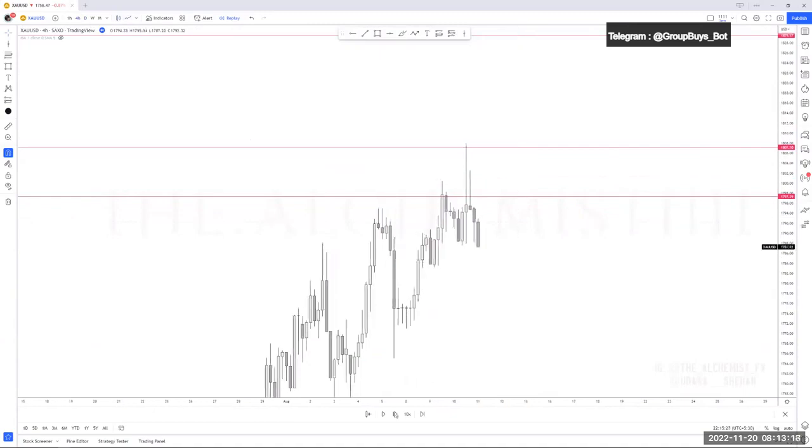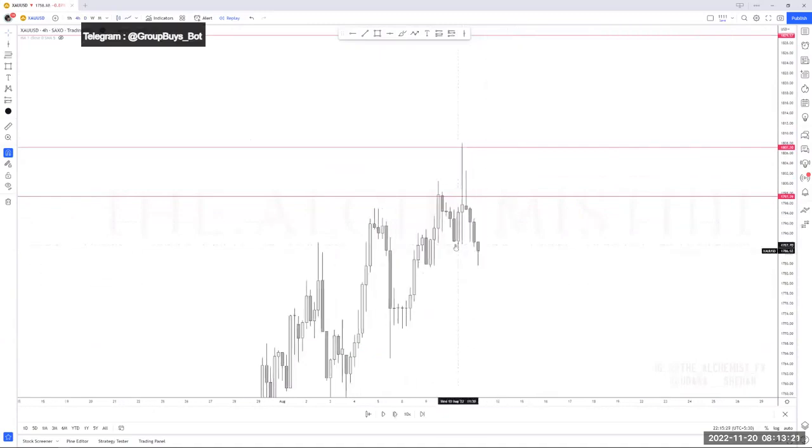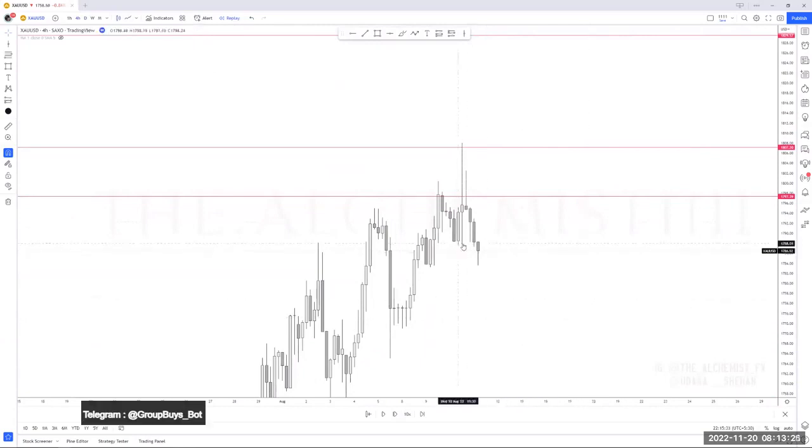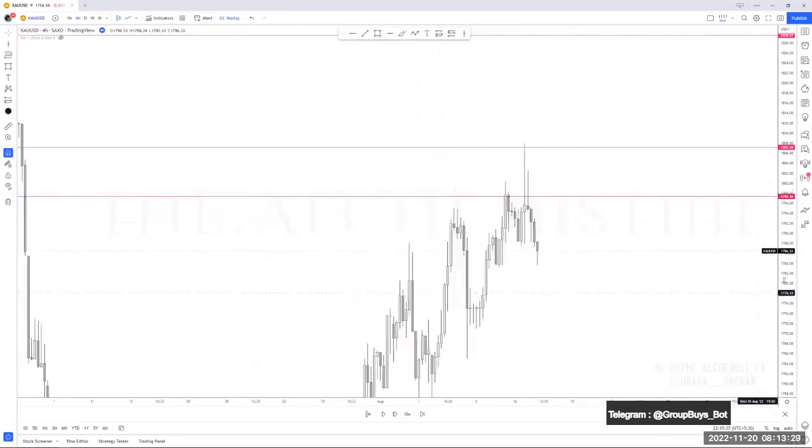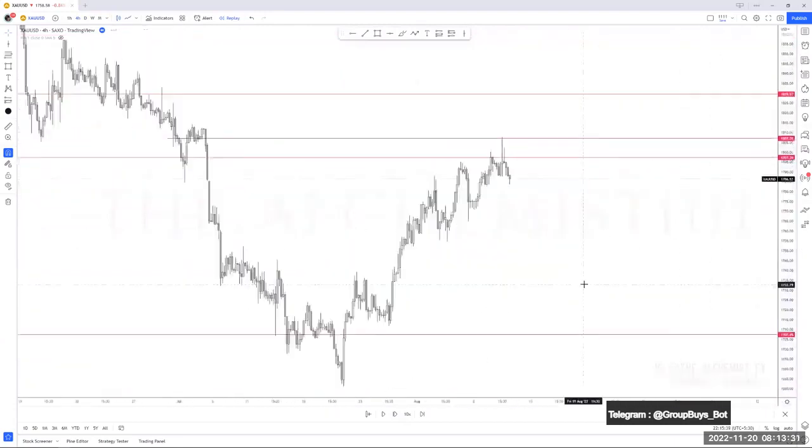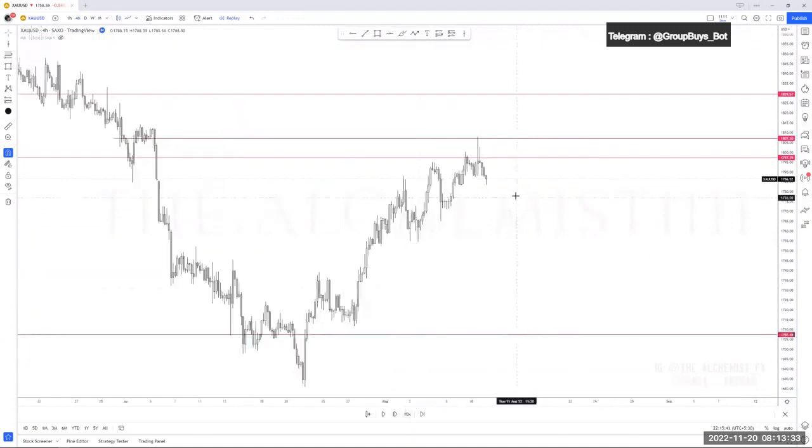We got a breakout structure. Can you see that? We clearly got a breakout structure in here. So which means from that point onwards, what do you do? You sell it. You keep on selling it. So that is exactly what happens.